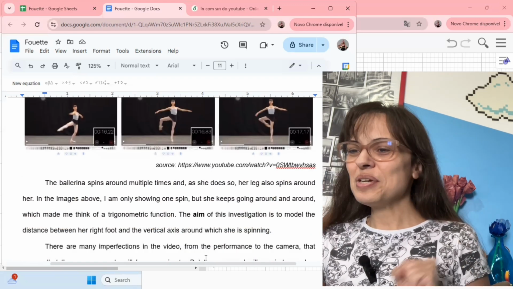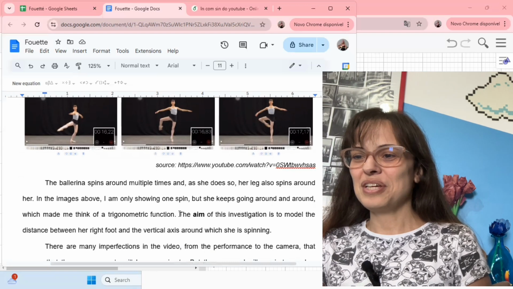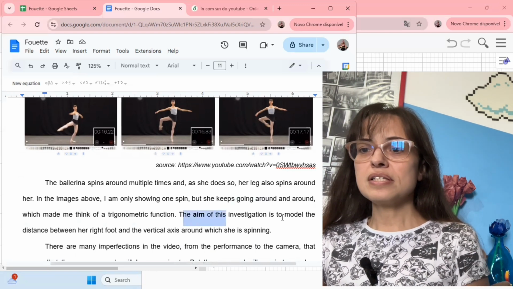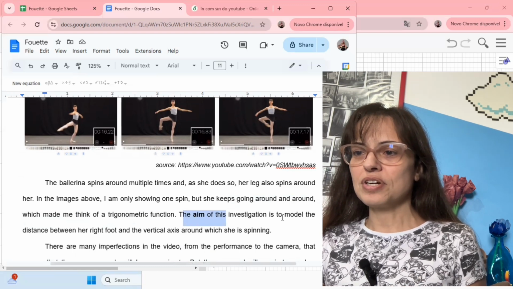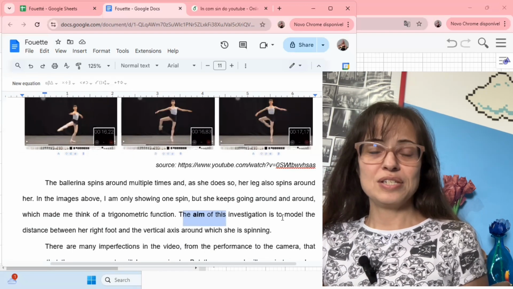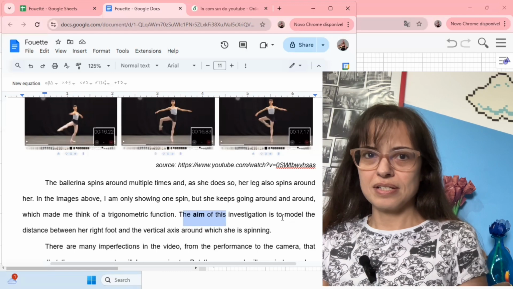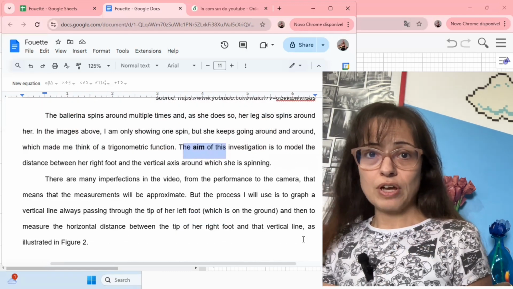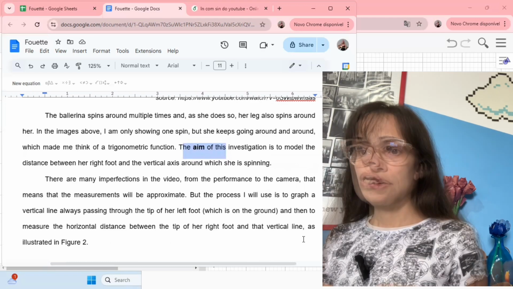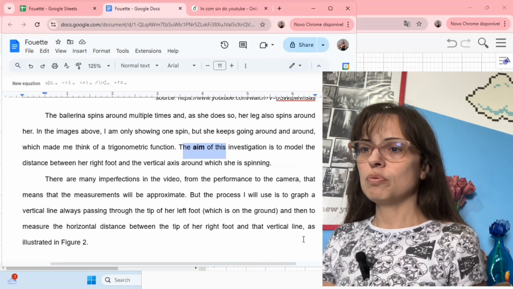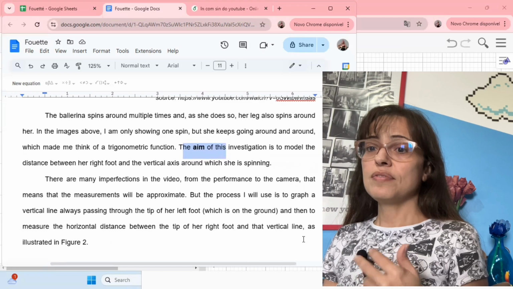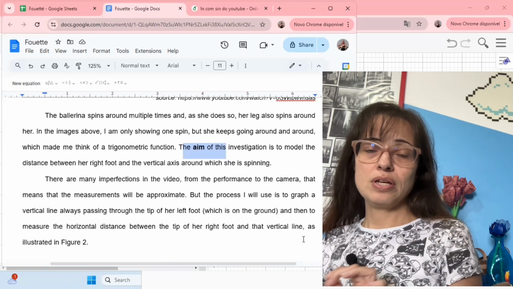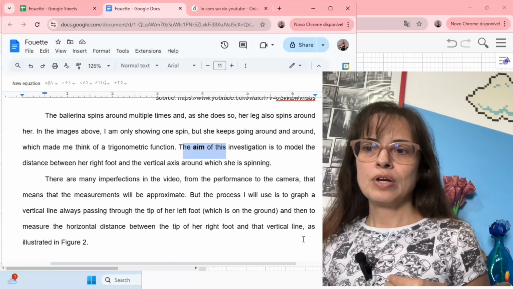So anyway, very important also for organization here is the aim of my investigation is to model the distance between her right foot and the vertical axis around which she is spinning. Hopefully this one sentence explains what we've been talking about before. And then I go on to mention some of the imperfections that I also mentioned before. There are many imperfections in the video, from her performance to the camera, and that means that the measurements will all be approximate. So there is another thing in the rubric, rubric D, reflection.